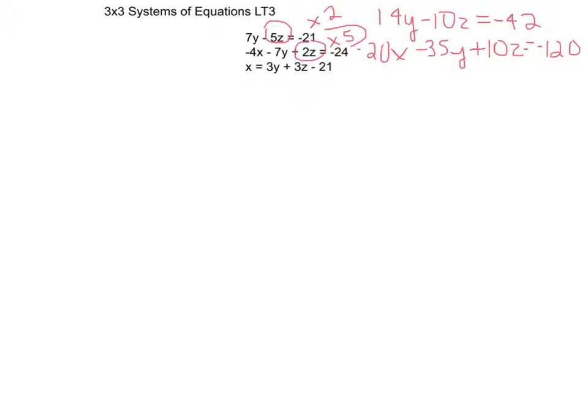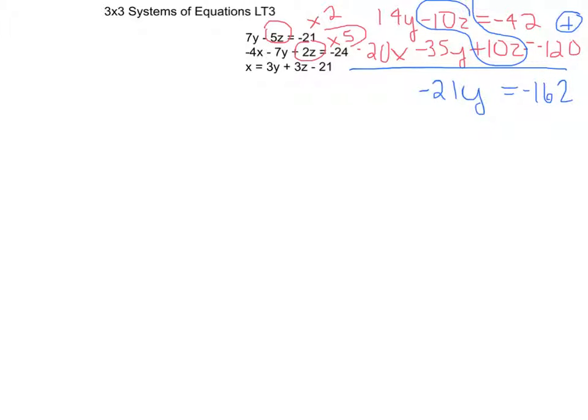So now it'll be really easy just to add these two using elimination, because -10z and 10z are going to add together to create 0. So then we have -120 plus -42. That gets us -162, okay? Notice that now we have a 14y plus a -35y, and that gets me a -21y. And then there's no like term with the x, so we just have a -20x, okay?